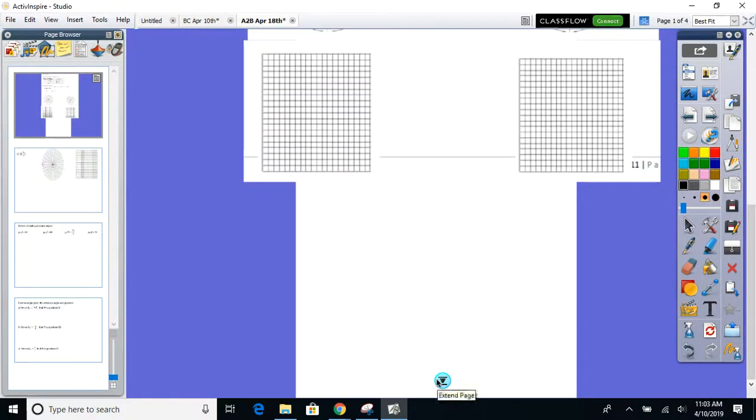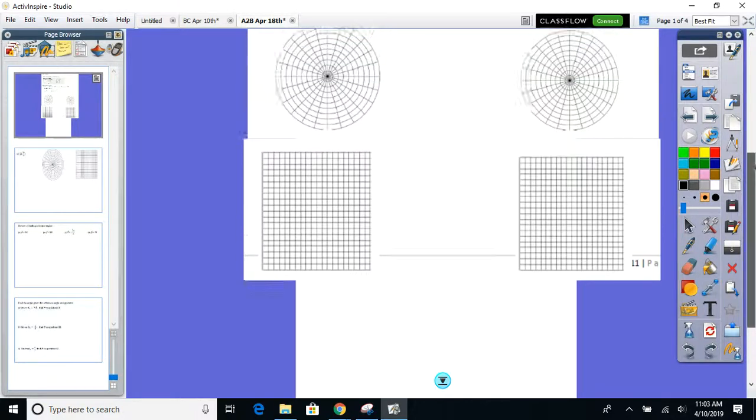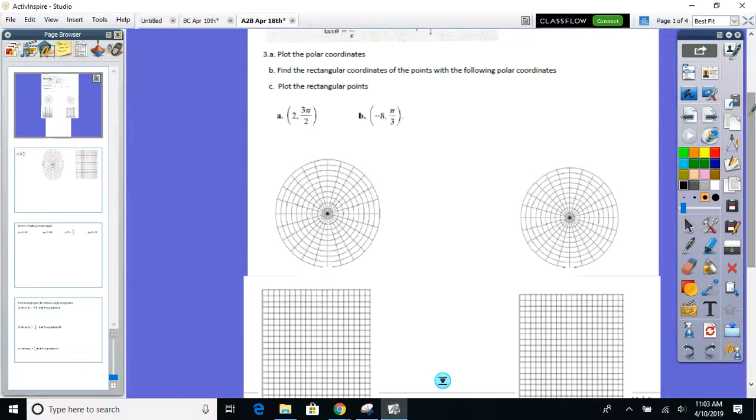So the first thing I need you to do for part A is go ahead and graph 3 pi over 2. We should be able to do that. That'll be something on the quiz. 3 pi over 2. Where is 3 pi over 2? We'll first find out where 3 pi over 2 is.